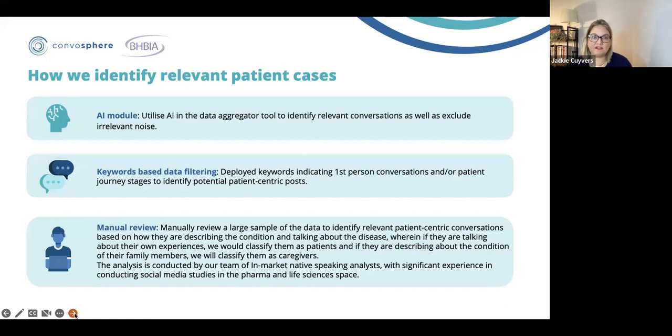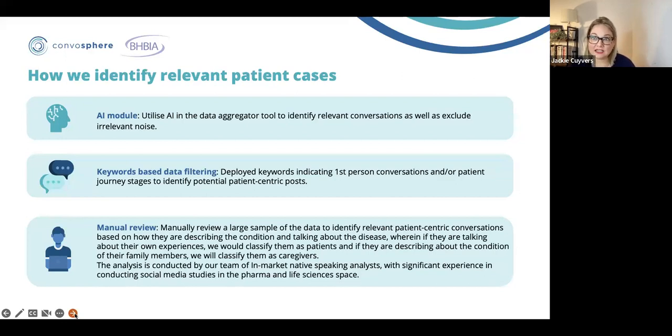And then how do we identify those conversations that are patient-centric? So we do that in a few different ways. First of all, there are AI modules that use both natural language processing and machine learning to help identify the relevant conversations and filter out noise. Then the next layer would be keyword filtering, looking for the I, me, mine, your, our type of conversation. And then manual review. So our analysts are reading through the data, cleaning the data in the dashboards, but also as they are coding the data, making sure that this truly is relevant for the data set. And if not, making sure that it's excluded from the overall analysis.